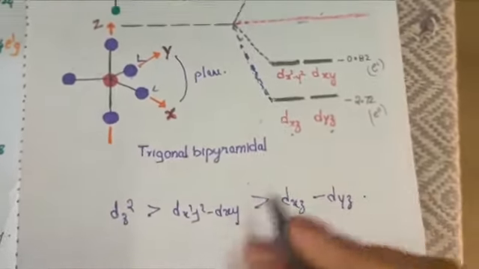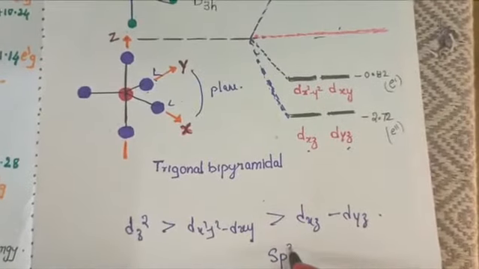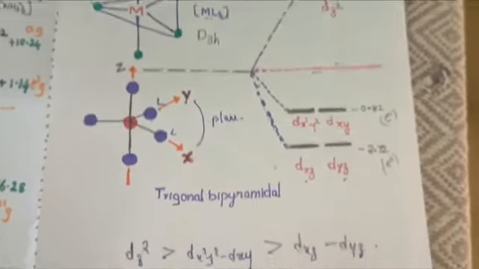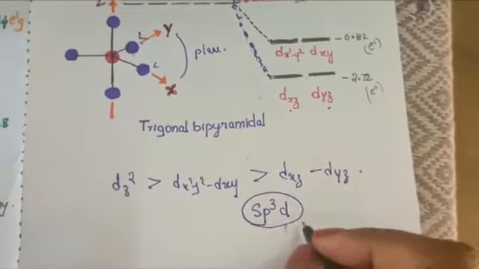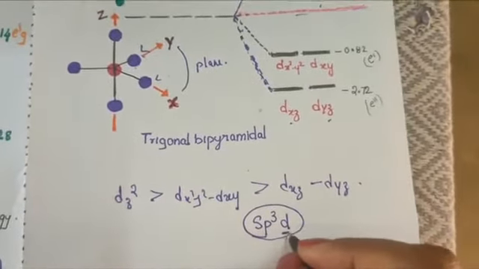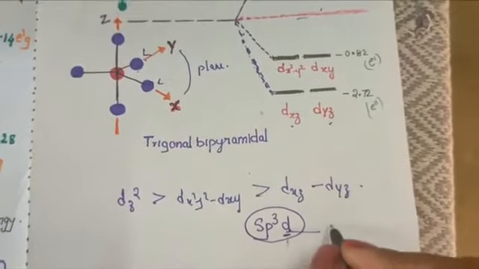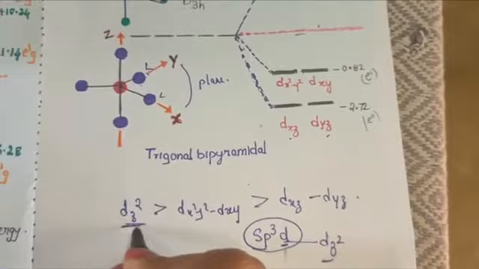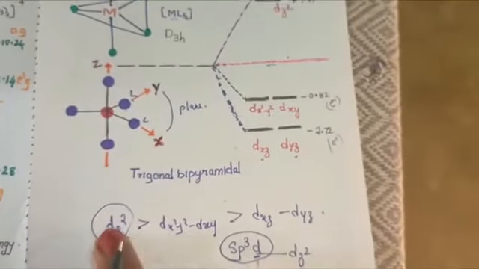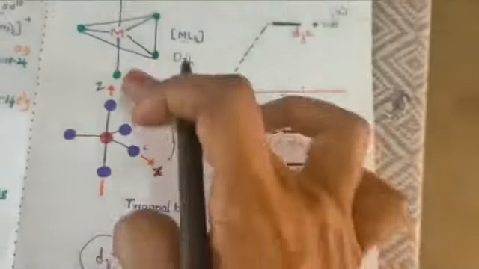In sp3d hybridization, which is the hybridization for trigonal bipyramidal geometry, the d orbital involved in the hybridization is the dz square orbital, which interacts more with the incoming ligands.